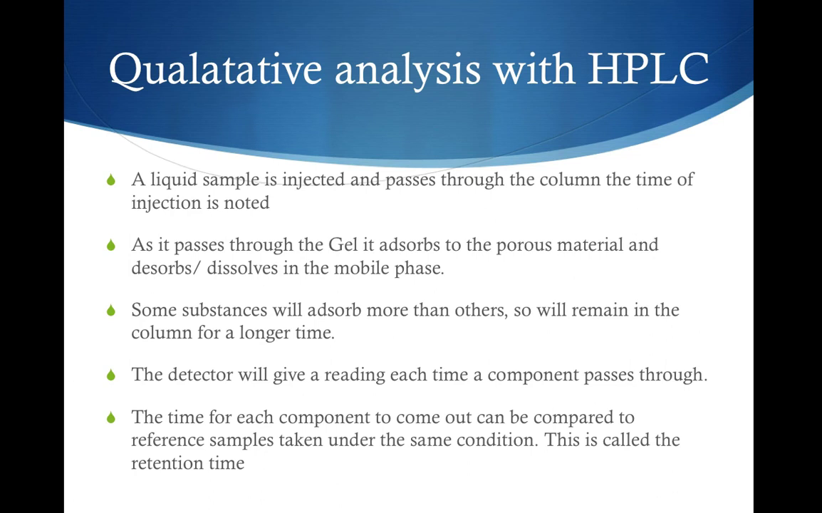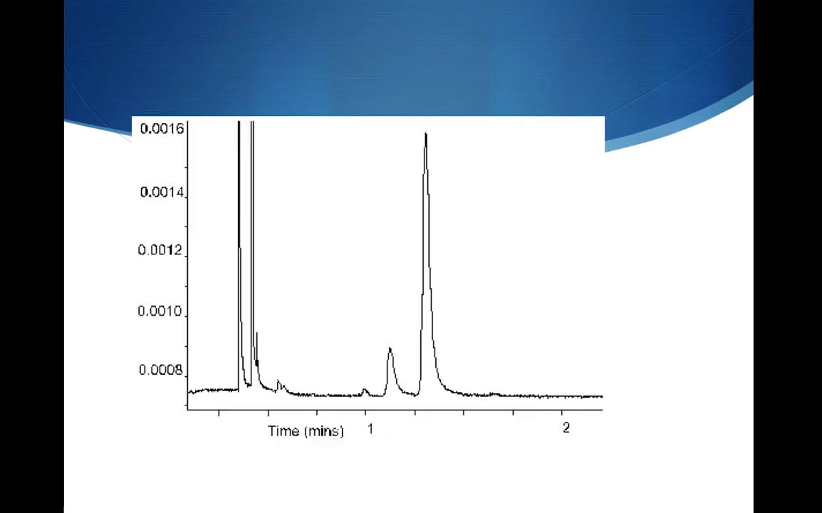So we can do a couple of things with HPLC. The first is we can find out what's present, qualitative analysis. You put your sample in, it passes through the gel, and we measure how long it takes to come out. The time taken for each component is going to be specific for that organic molecule, as long as we've done it under the same conditions. So that's our retention time.